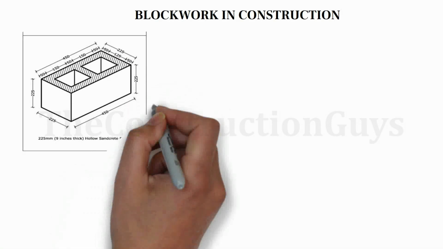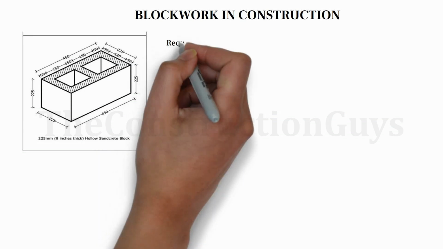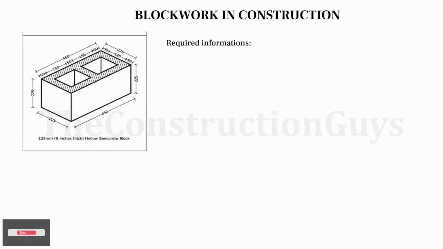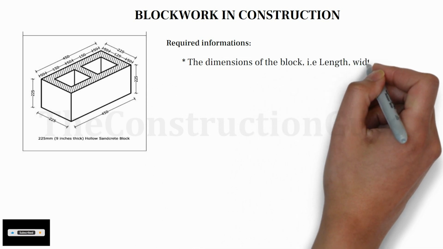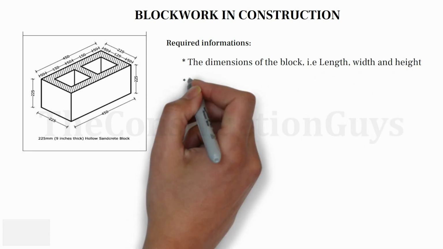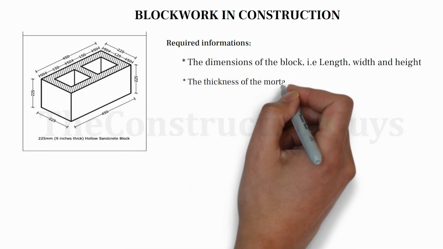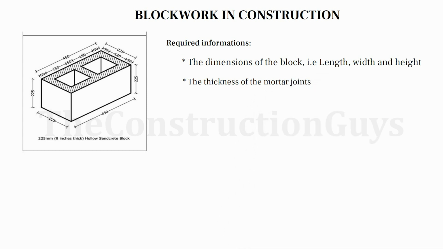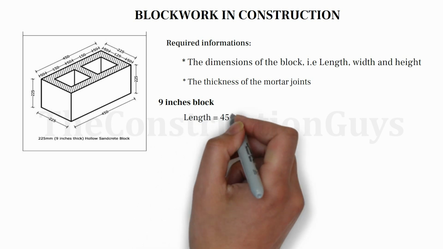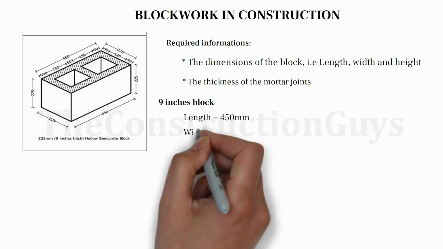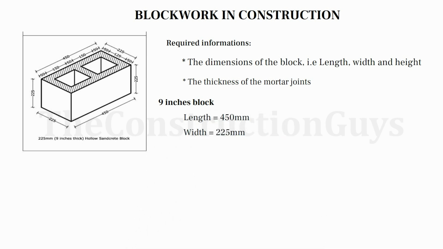To calculate the number of blocks for various blockwork bonds and orientations, the following information is required. 1. The dimensions of the block, that is, the length, the width, and the height. 2. The thickness of the mortar joint. For this video, we'll be considering a 9 inch block, that's a 225 mm block, with a nominal dimension of 450 mm long, 225 mm wide, 225 mm high, with a mortar thickness of 25 mm.